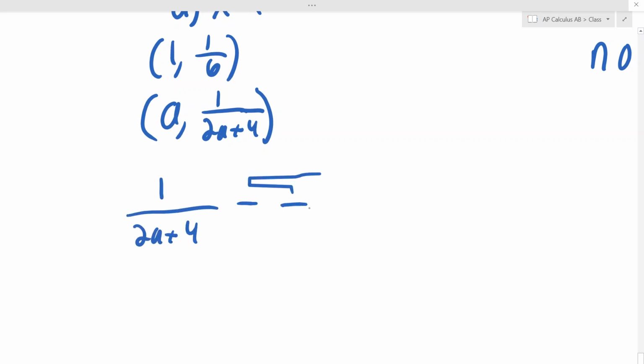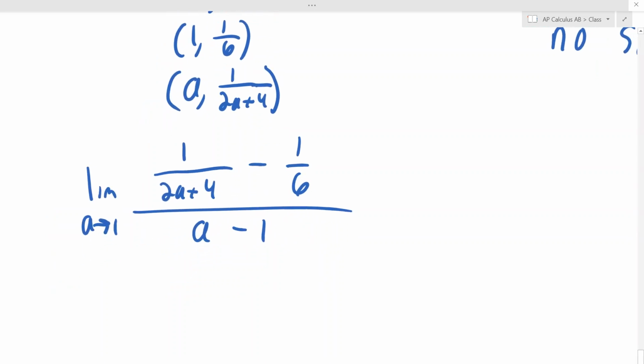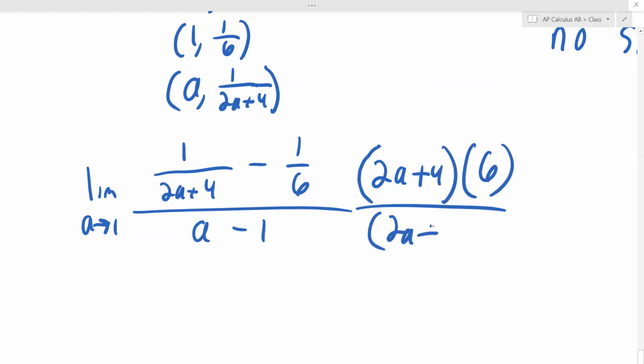1 over 2a plus 4 minus 1 over 6, all over a minus 1. And I want to know what's going on as a approaches 1. If I drop a 1 into there, I get 0 divided by 0, which means a minus 1 has to cancel. I just got to make it happen. I told you before, if we have complex fractions, we don't want those. We have to get rid of them. And we get rid of complex fractions by multiplying by the denominators we don't want to see. We can actually multiply by a little bit smaller than this to get our least common multiple, but that's okay. We can just do this.